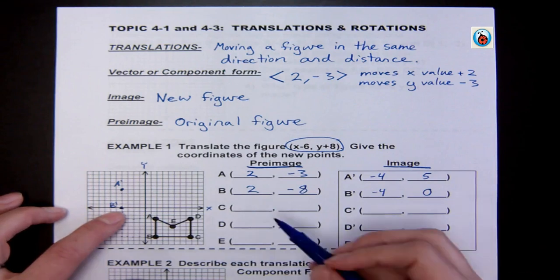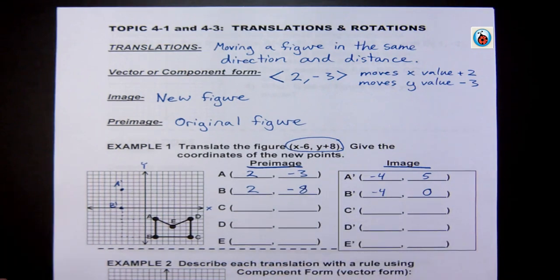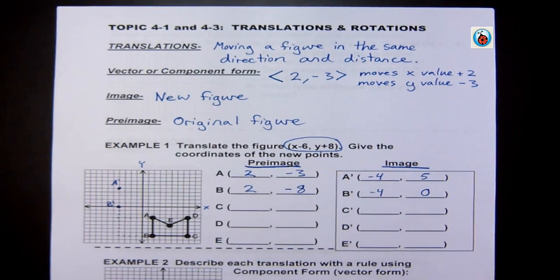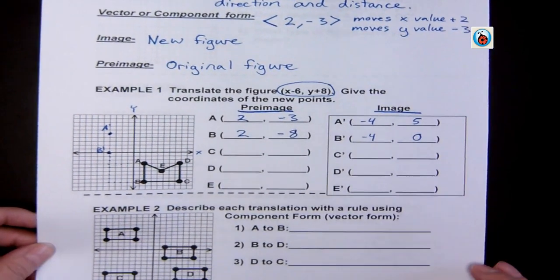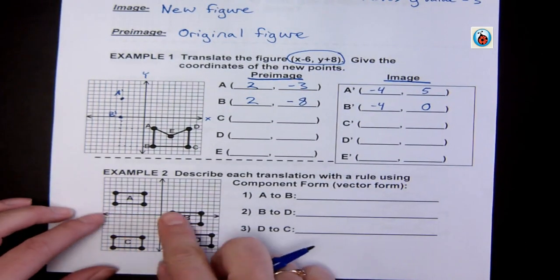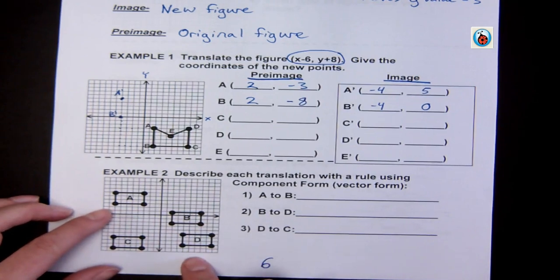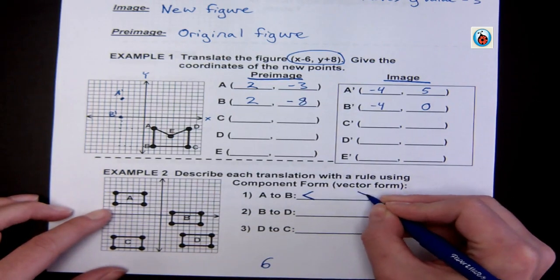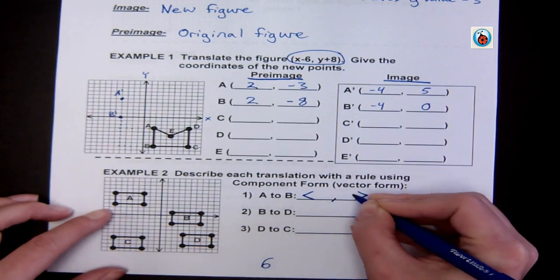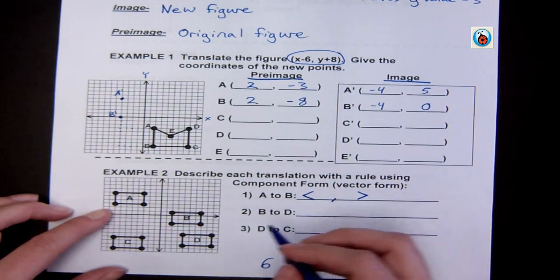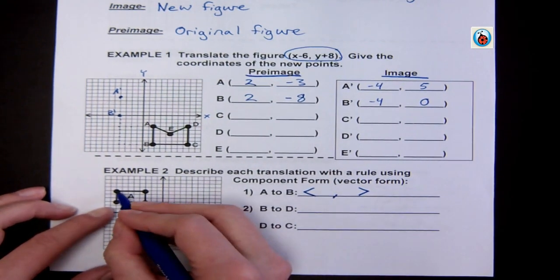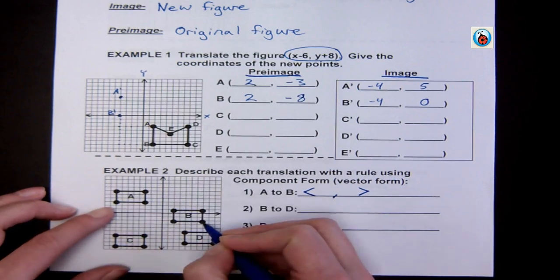Now you're going to do the rest of these as part of your practice. See if you can move the rest of the figures and then connect them to make your transformation. These ones are already graphed for us. We're just describing the transformation in vector form, so I'm going to write how x has changed and how y has changed. From A to B, whichever corner I start with, I find the same corner for B.